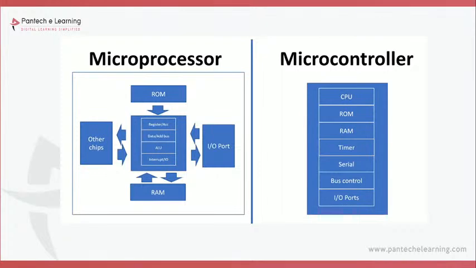So generally microcontrollers are used to do a specific task. Processors are good at multitasking, but these microcontrollers only do a specific task. So all the units are assembled together to do some specific task. This microcontroller is also a single chip. It's a small chip size.